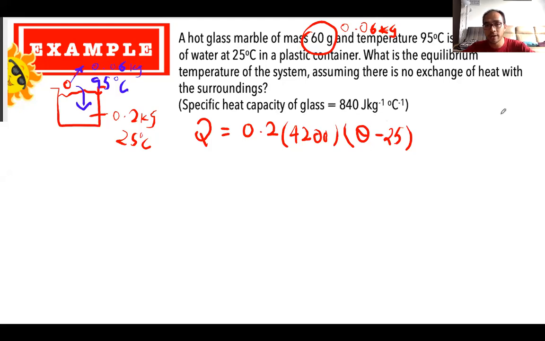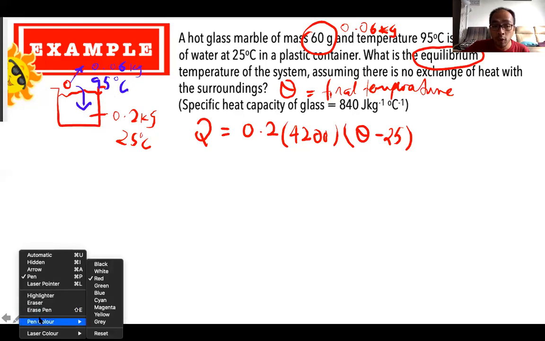And so I'm going to write down here theta. Theta is the final temperature, otherwise known as the equilibrium temperature, because this will become hot and this will become cold until thermal equilibrium happens. Now you see why we have to study thermal equilibrium first, because we're going to talk about this in specific heat capacity.